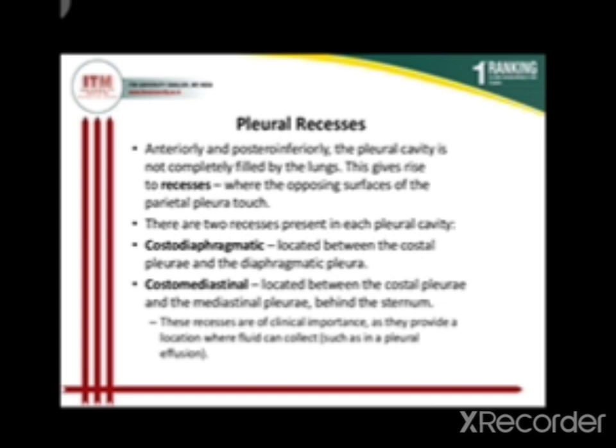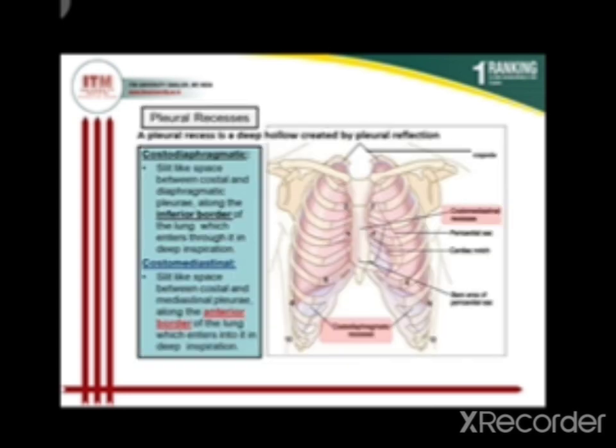Now as you can see here, you can see here the pleural recesses.